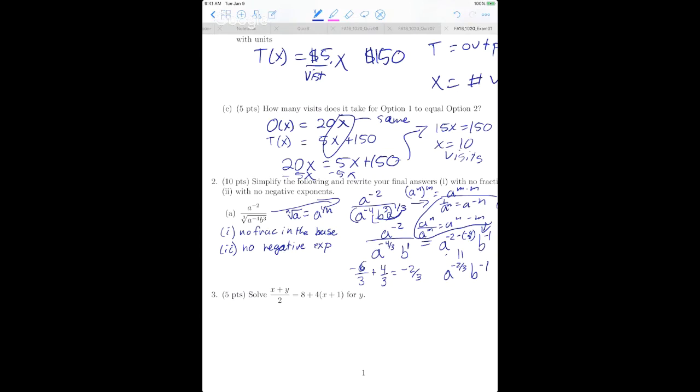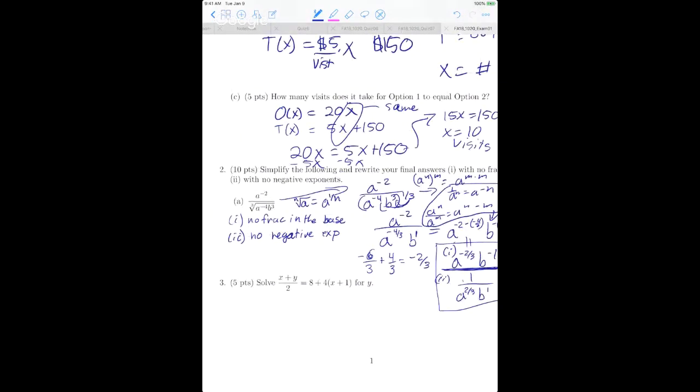And that's how it does. So this is our answer to part I, right? No fractions in the bases. So the part II solution, well, we just flip it over. 1/a to the 2/3, b to the first. So those are our two answers for that one. And that's how that goes.